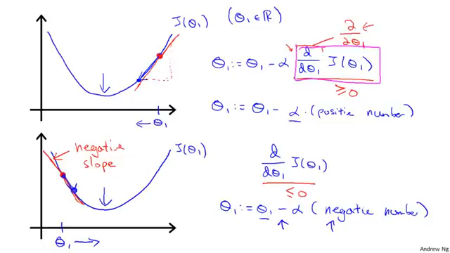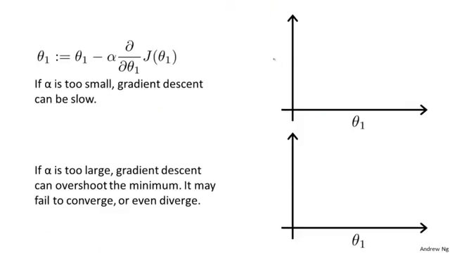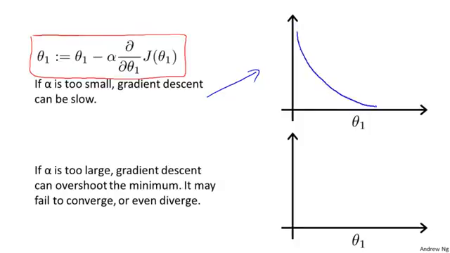Let's next take a look at the learning rate term alpha and try to figure out what that's doing. So here's my gradient descent update rule, this equation. And let's look at what could happen if alpha is either too small or if alpha is too large. So in this first example, what happens if alpha is too small? Here's my function J of theta. Let's say I start here.